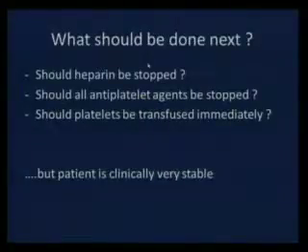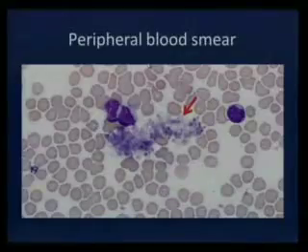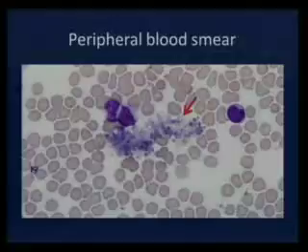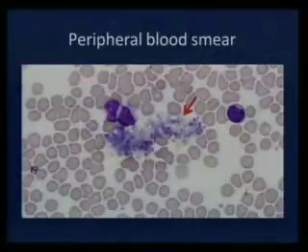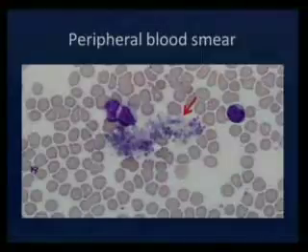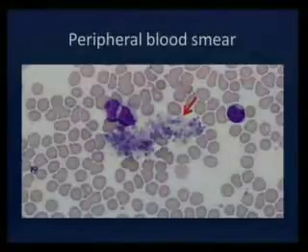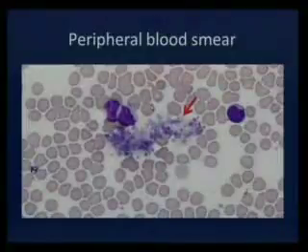The last thing, the patient is clinically very stable. He is not showing any signs of bleeding. He's perfectly fine. So let's order a peripheral blood smear. This is the peripheral blood smear. If you see this smear here, right where the arrow is, this is called clumping, seen in pseudothrombocytopenia.